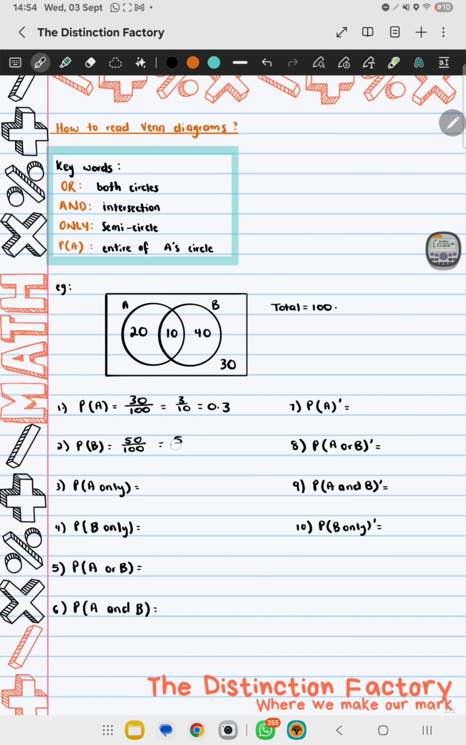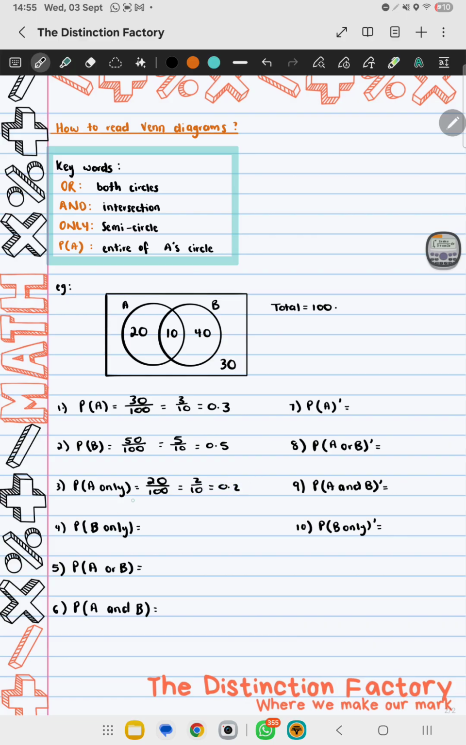And that can be simplified to be 5 over 10 or 0,5. The next one says the probability of A only. When they say only, that means we are looking at the semicircle of A, and the semicircle of A is this part here, which only has the 20 in it. So it'll be 20 over 100, which can be simplified as 2 over 10 or 0,2.